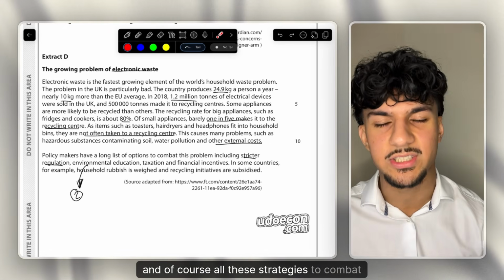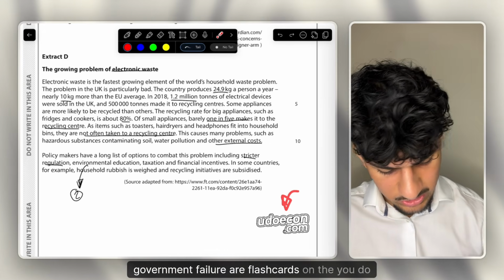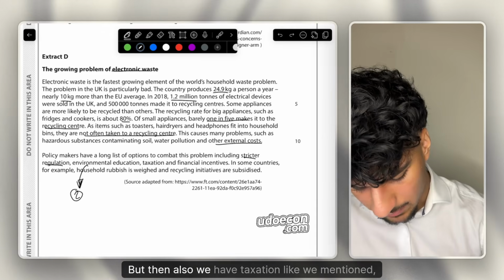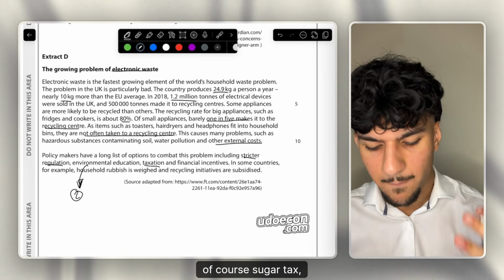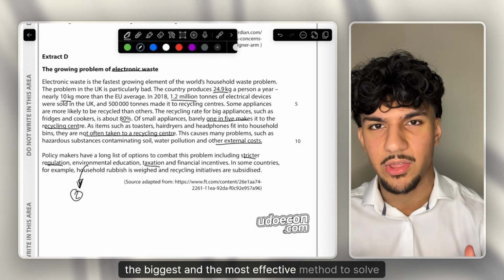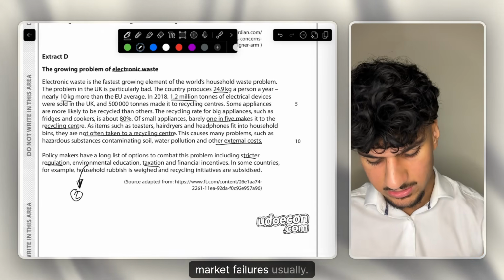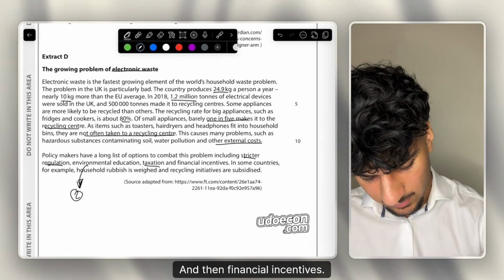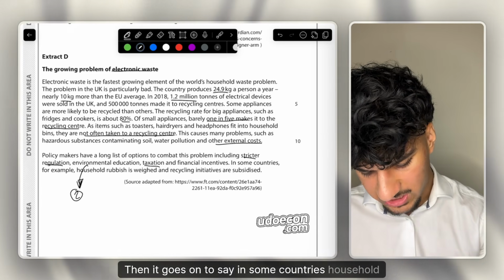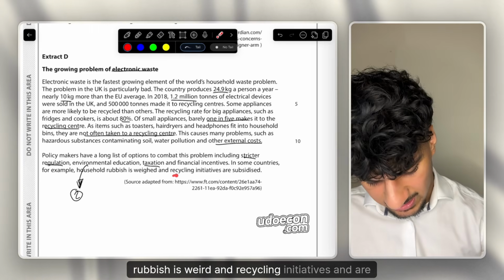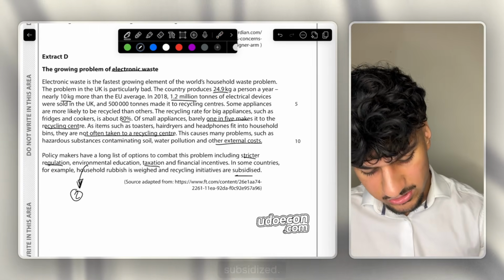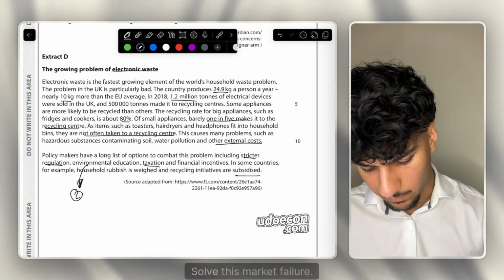Of course, all these strategies to combat market failure are flashcards on the You Do Econ website. But then also we have taxation, like we mentioned, of course, sugar tax, the biggest and the most effective method to solve market failures usually, and then financial incentives. Then it goes on to say, in some countries, household rubbish is weighed and recycling initiatives are subsidised. So that could be another method we can use to solve this market failure.